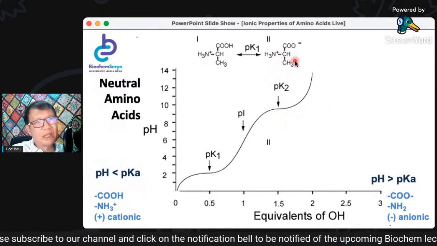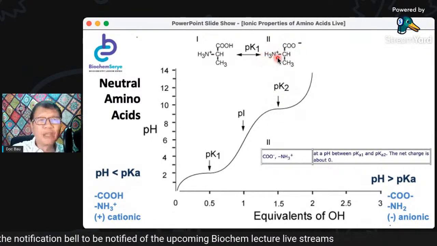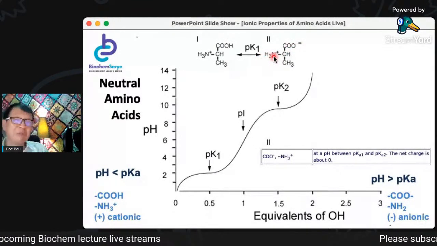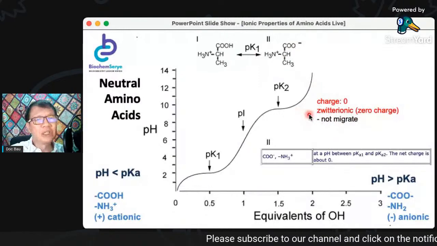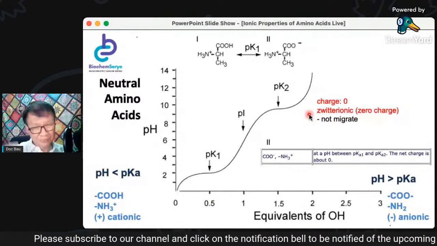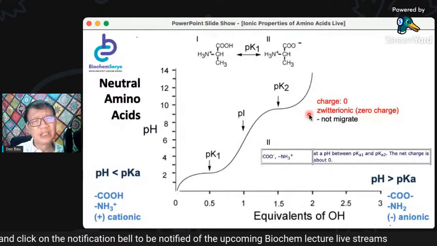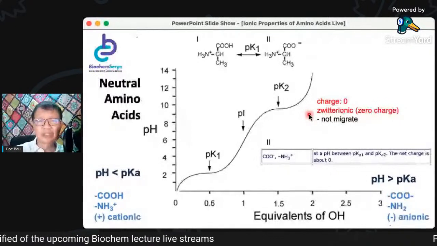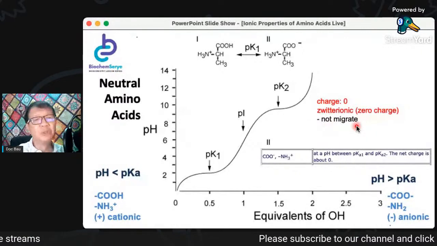So what are the moieties now? We have your carboxylate, which is -1, and your ammonium ion, which is +1. +1 minus 1 is 0. So this is your zwitterion now. Zwitterion came from a German word, meaning a doubly charged molecule with a net zero charge. It's neutral, dipolar. It has two charges, but they cancel each other out. So it will not migrate. It will stay put.